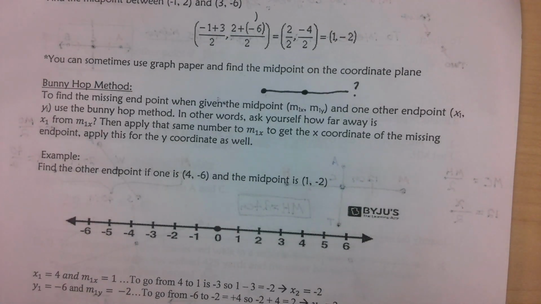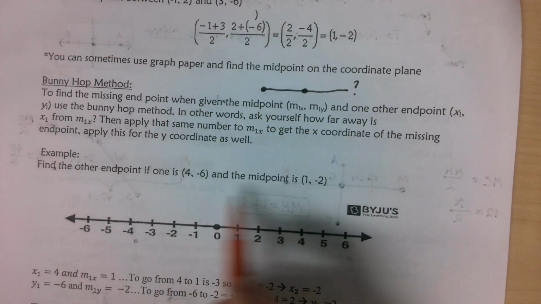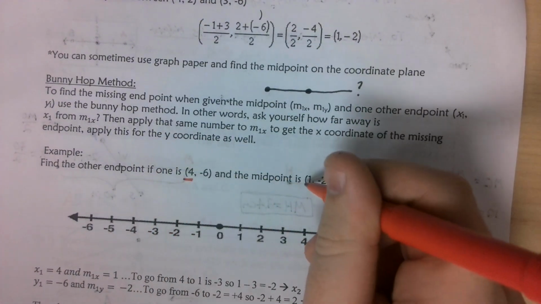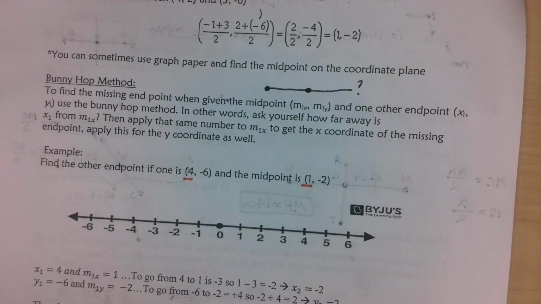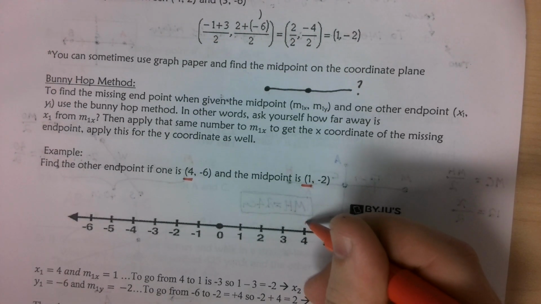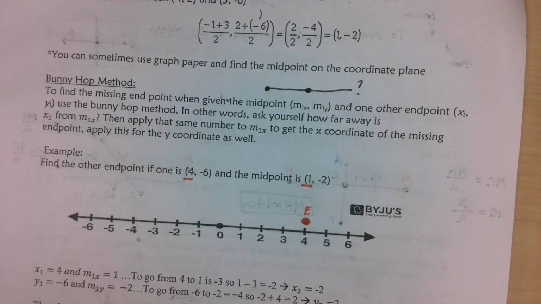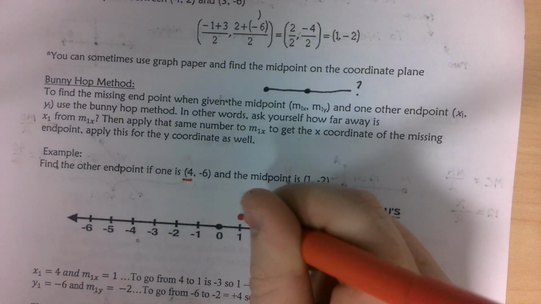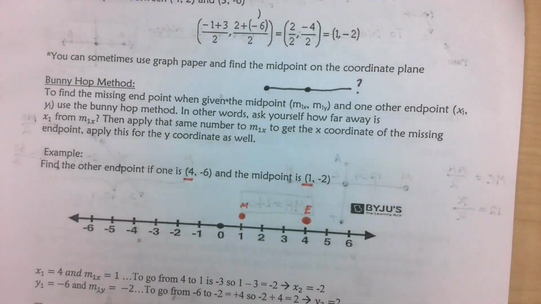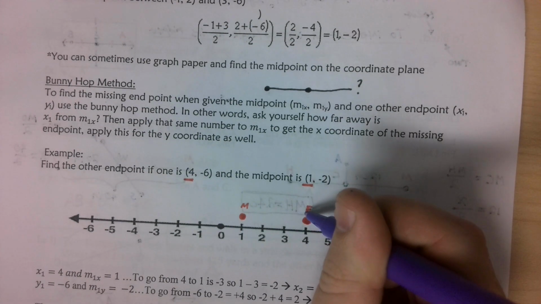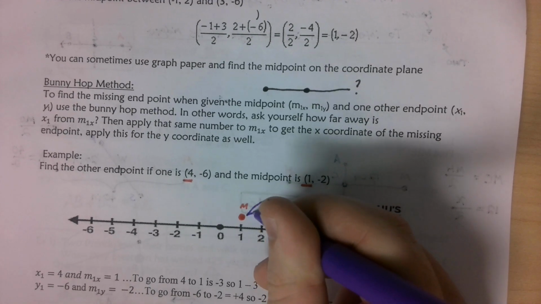The bunny hop method works like this. Let's take a couple of coordinates. Look at the x-coordinates, 4 and 1. What we're saying is, the endpoint, E, is at 4. The midpoint, M, is at 1, and we're trying to see where the other endpoint is. Well, according to the bunny hop method, all we need to do is see how far away the midpoint is from E. So we do a bunny hop.